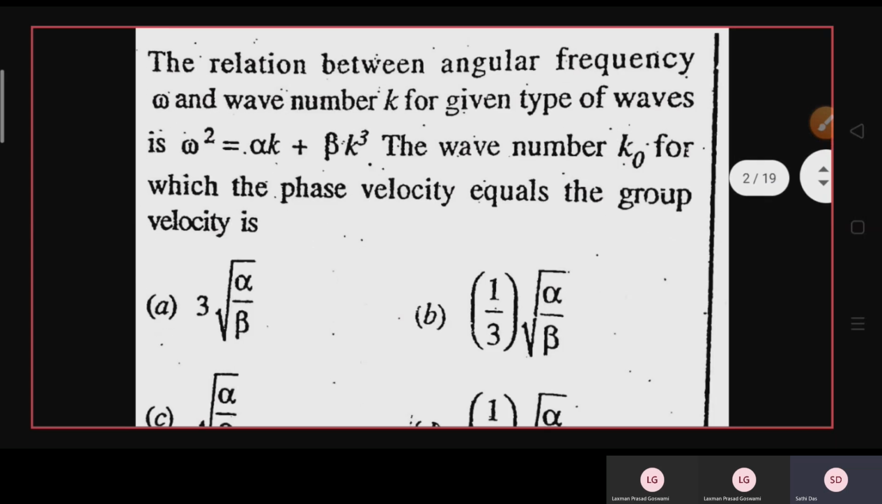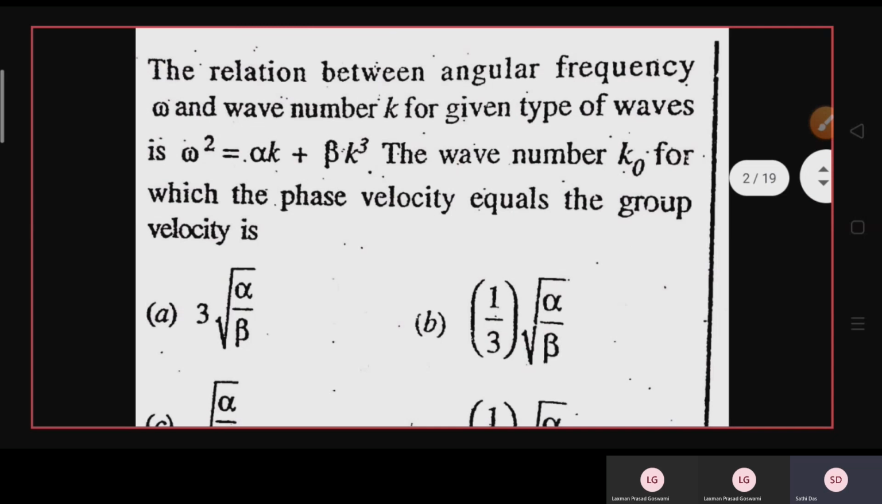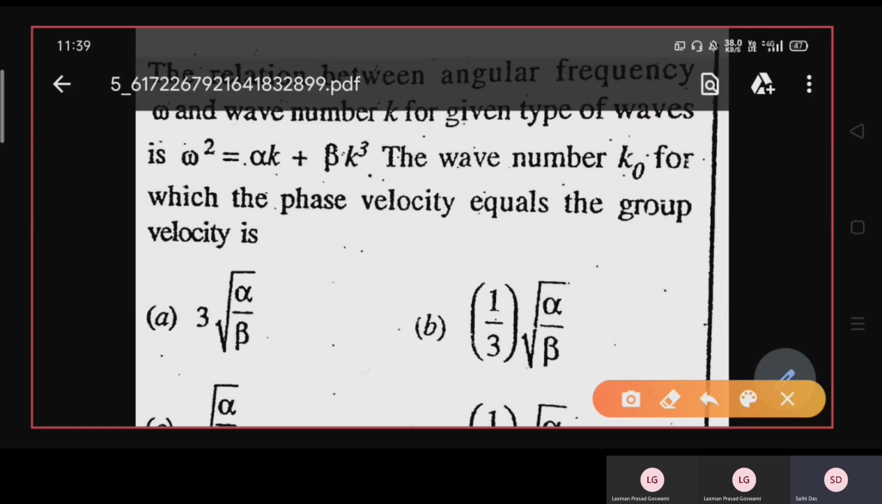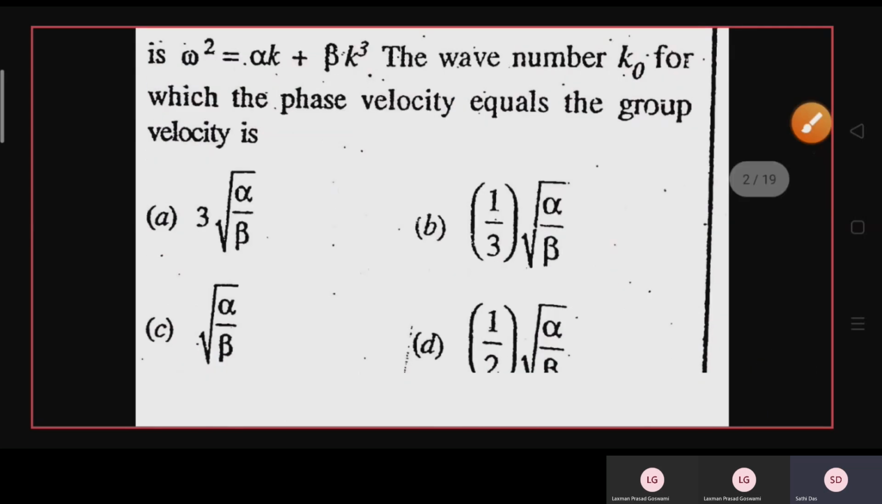The first question we will discuss is: the relation between the angular frequency omega and wave number k for a given type of waves is omega square equals alpha k plus beta k cube. The wave number k naught for which the phase velocity equals the group velocity is which one? The options are given as follows.